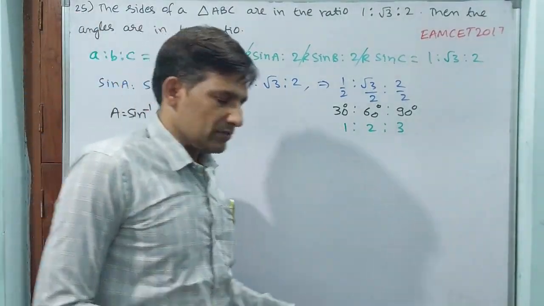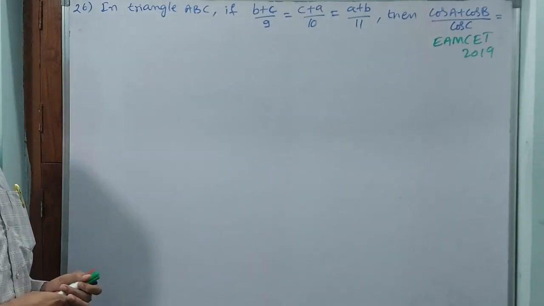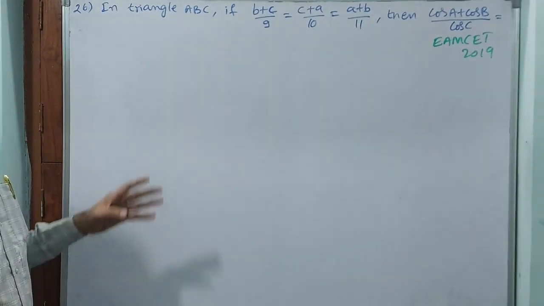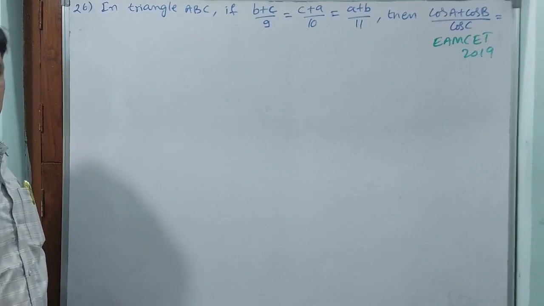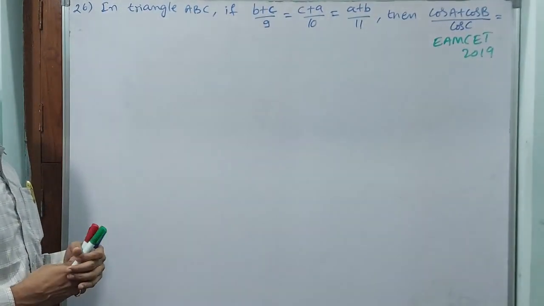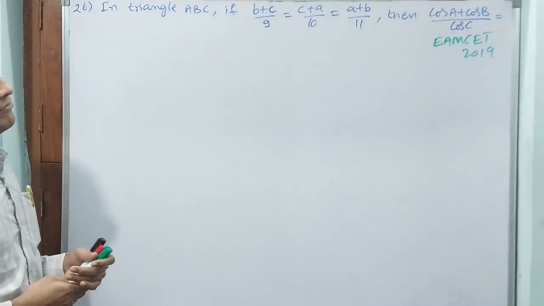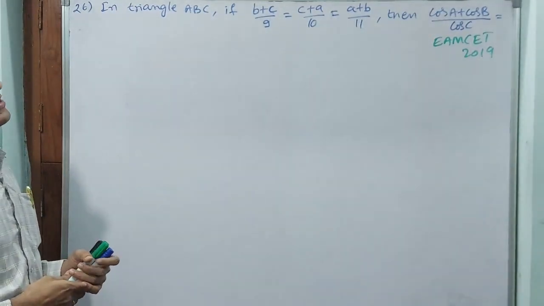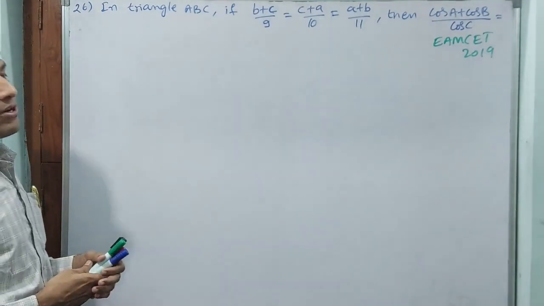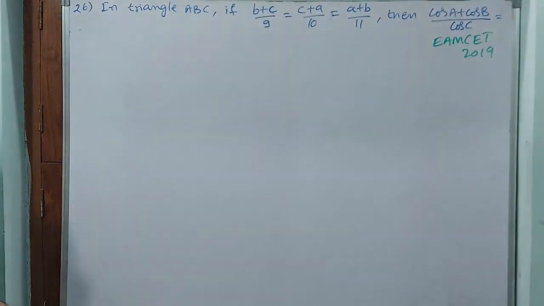Let us go for next question. Question number 26. This is asked in MSET 2019. A good question. Even though it takes time to finish this, this is a good question. Observe carefully. In a triangle ABC, if (B plus C) by 9 is equal to (C plus A) by 10 is equal to (A plus B) by 11, then what is the value of cos A plus cos B by cos C? Unless you know the A, B, C values, you are not going to find these cos A, cos B, cos C values.